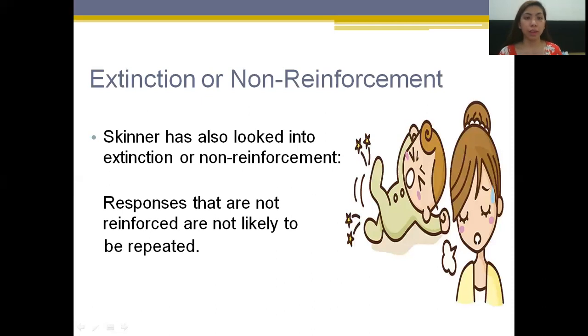Next, we have extinction or non-reinforcement. Skinner has also looked into this. Responses that are not reinforced are not likely to be repeated. So for example, special education practitioners ignore a student's attention-seeking behavior to extinguish the manifestation of that behavior.